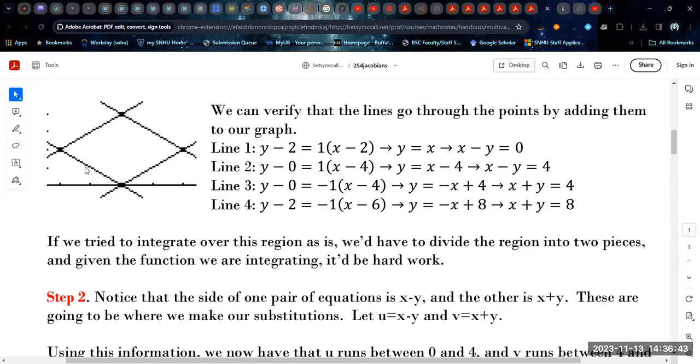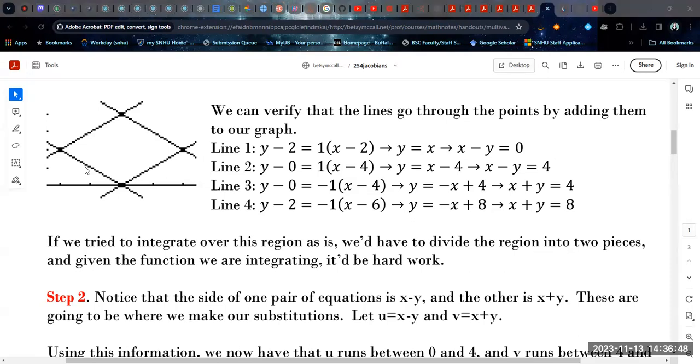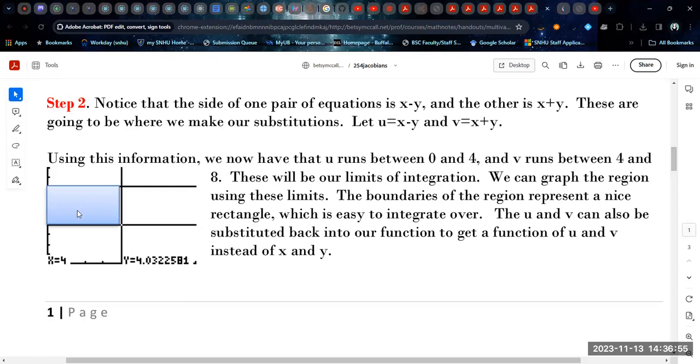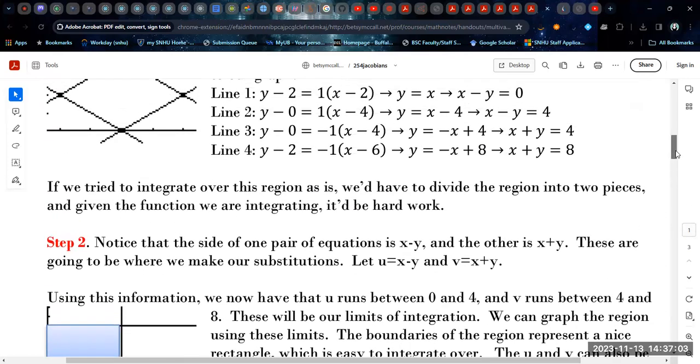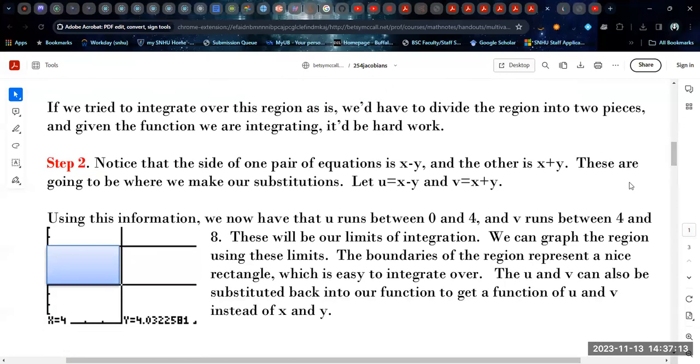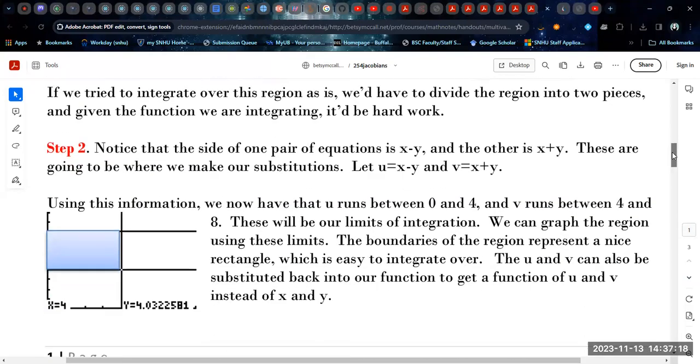And who knows what that would do when we integrated the first term, whether we would even get something we could use or would make it worse in the second integration. But when we do this transformation, we get a rectangle, which means our limits are constants. Our limits in u will be between 0 and 4 because that's what the boundaries in our 2x minus y terms were. And in the second direction, they'll be between 4 and 8 because that's what the bounds on the x plus y were in these two functions.